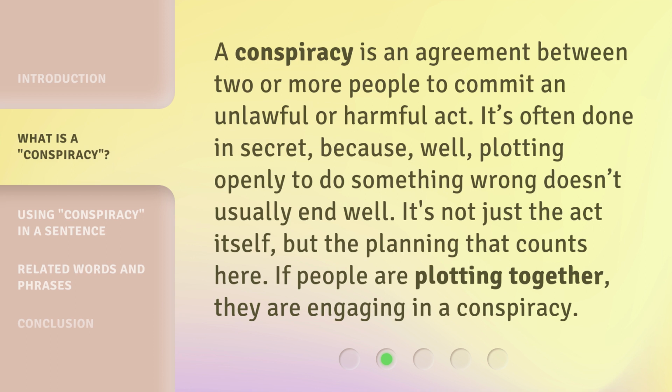A conspiracy is an agreement between two or more people to commit an unlawful or harmful act. It's often done in secret, because, well, plotting openly to do something wrong doesn't usually end well. It's not just the act itself, but the planning that counts here. If people are plotting together, they are engaging in a conspiracy.